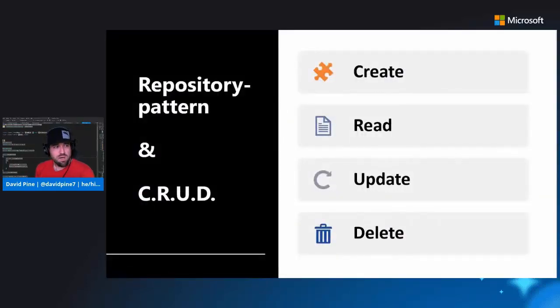So when we think of the repository pattern, it's really as simple as basic CRUD. So create, read, update, and delete. Those are the primary actions that you really want to take when interacting with simple objects.